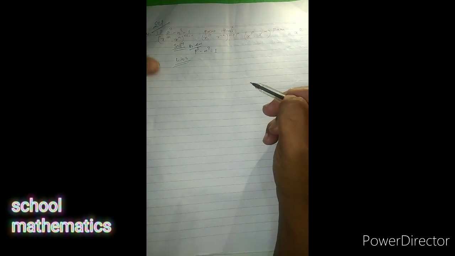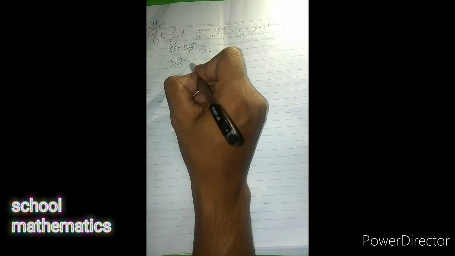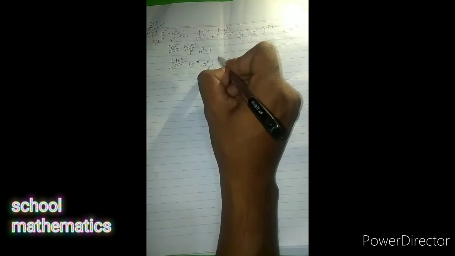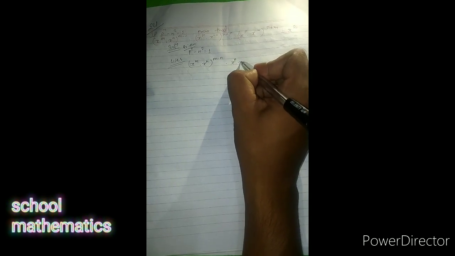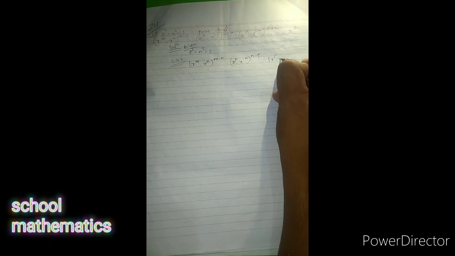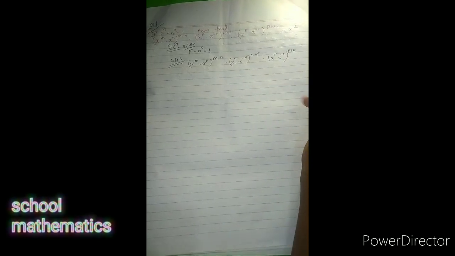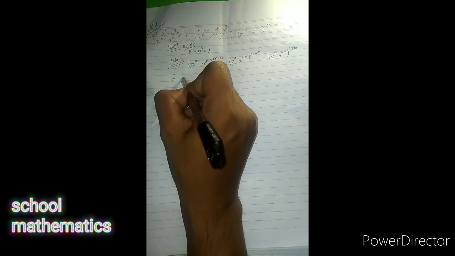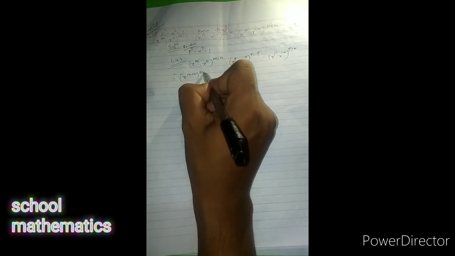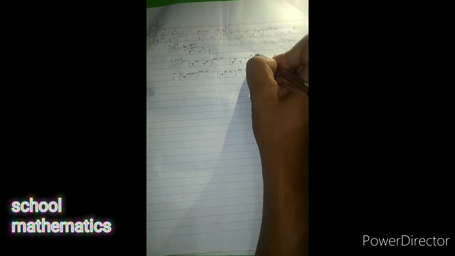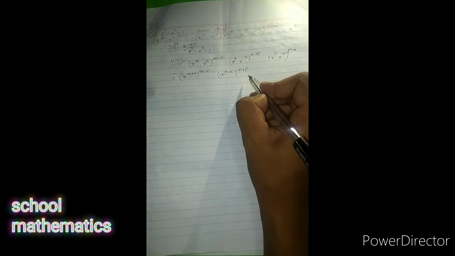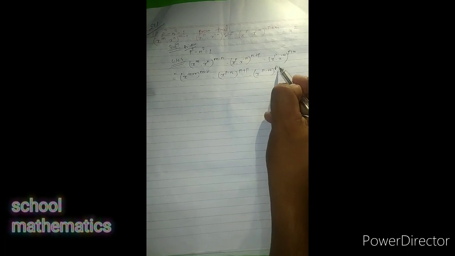Now, what is there in the left hand side? x^(m) into x^(n), m minus n; x^(p) into x^(minus n), n minus p; x^(p) into x^(minus m), p plus m. Now when we multiply, powers should be added, so m plus n, m minus n. Here also p minus n, n minus p, oh sorry, n plus p is here. P minus m, p plus m.